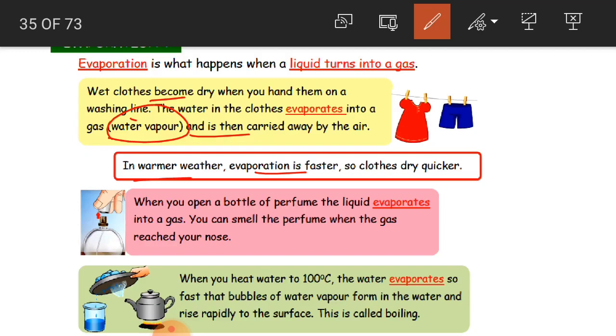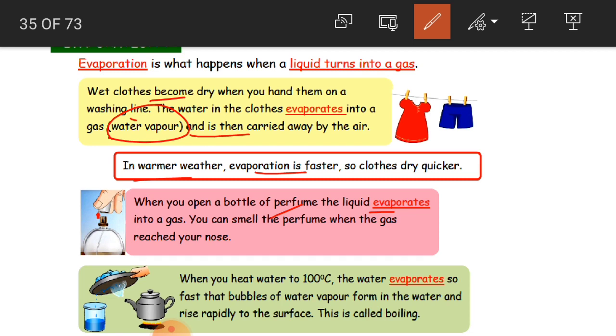And even when you open a bottle of perfume, suppose you open the cork of the perfume bottle, what happens? The smell occupies the entire room, or the entire space. Why is this? Because the liquid evaporates into a gas. When you spray the perfume as a liquid, it evaporates into a gas. That is why the smell spreads.